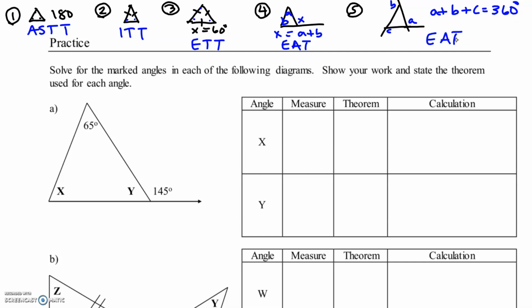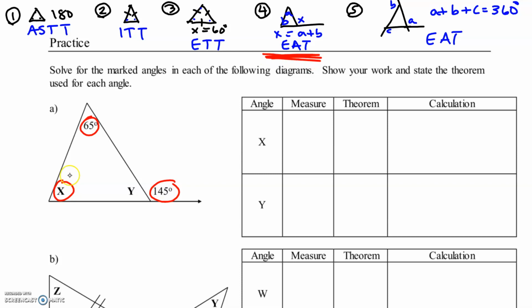All right, so let's go ahead and practice. Please keep in mind you can use any of the theorems that we used the other day as well. So it says here to solve for the marked angles in each of the following diagrams, show your work, and state the theorem used. I can see I have an exterior angle and two interior angles that are opposite. That means I have an example of EAT.